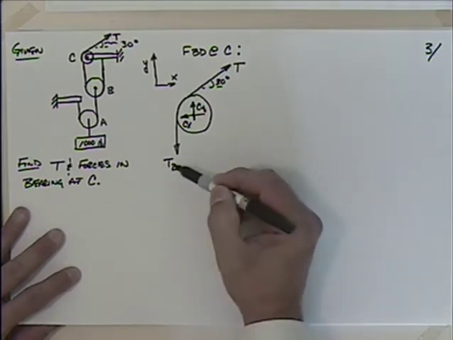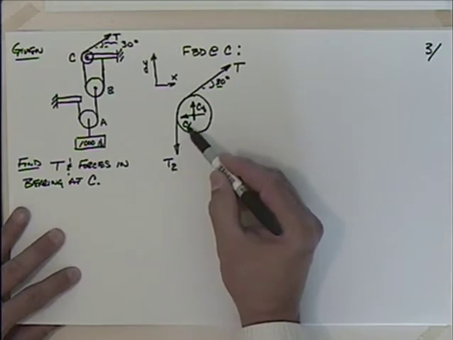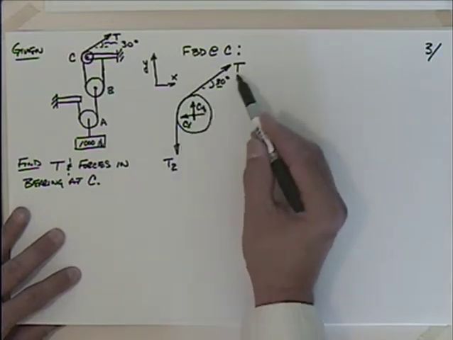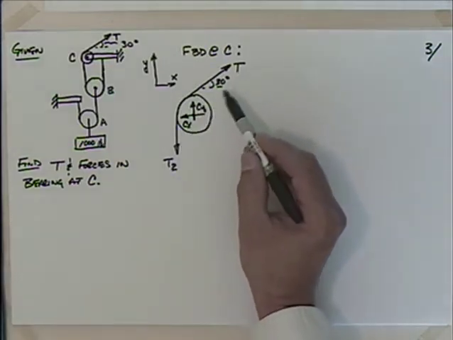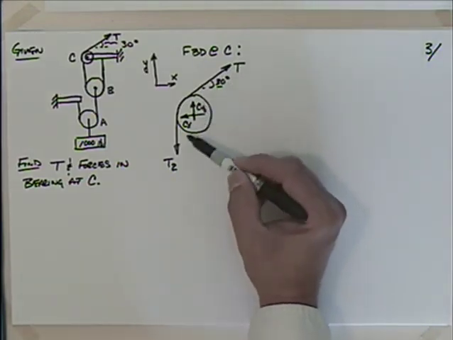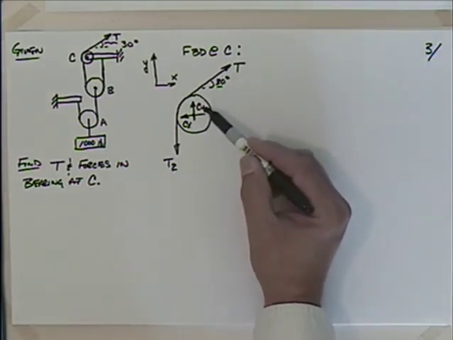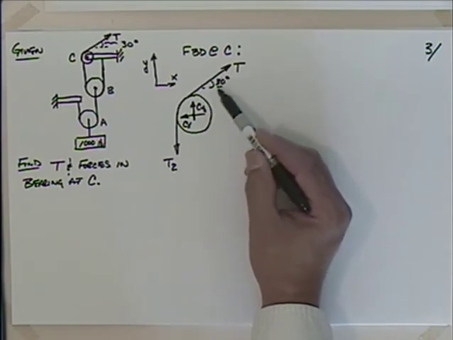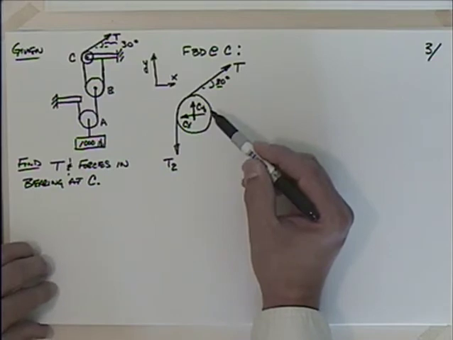Now, T2 is an unknown, CX is an unknown, CY is an unknown, and T is an unknown. So the problem here, I have 4 unknowns. So I might be tempted to throw my hands up, say it's statically indeterminate, but before we do that, why don't we go draw a free body diagram of something else?